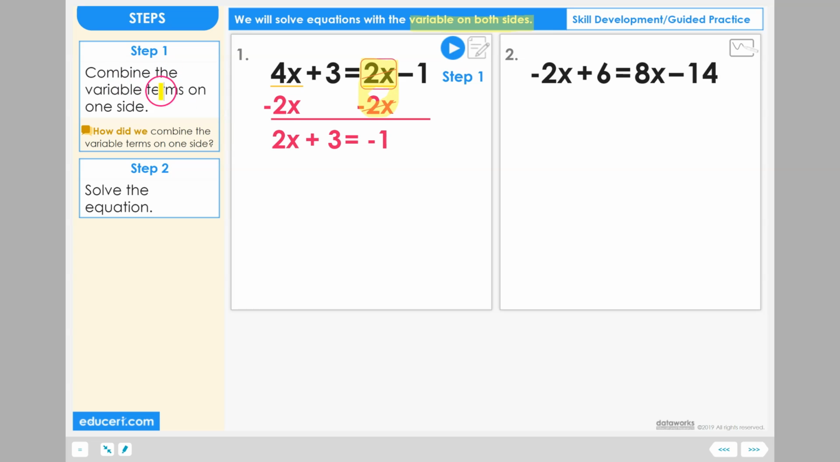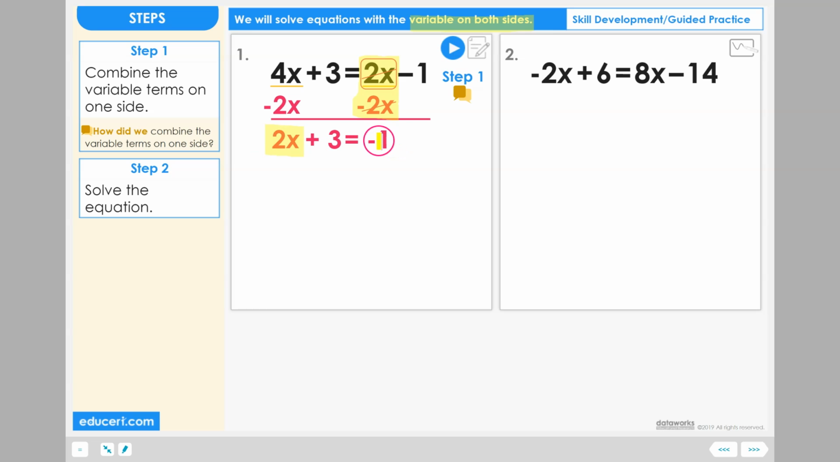We have now combined the variable terms 4x and 2x onto one side of our equation, here shown by this positive 2x. How did we combine the variable terms on one side? To combine the variable terms onto one side, we had to eliminate the variable term from one of these sides. We eliminated the variable term 2x from the right side using the additive inverse of subtracting 2x, and we applied that to both sides to keep our equation balanced, now having the variable term only on one side of our next equation.